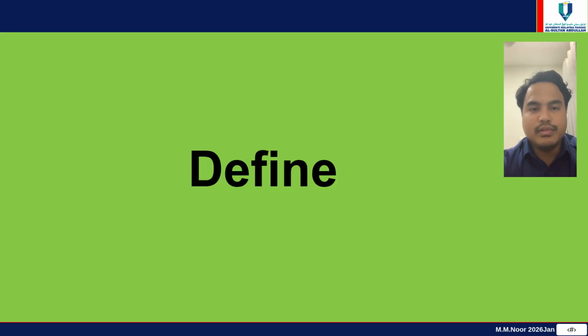Now I will move to the first phase, which is the define phase. This phase is important because it sets the direction of the project. Before collecting data or proposing solutions, we must first understand the actual problem, the customer needs, and the project boundary.